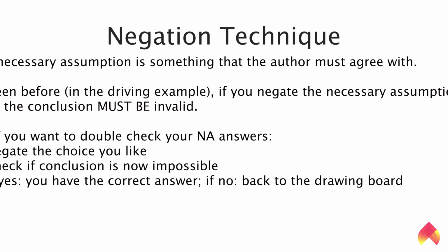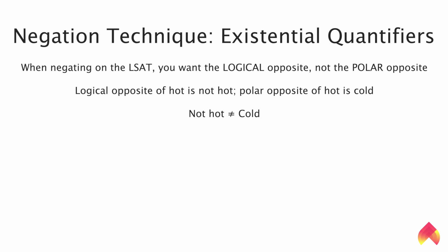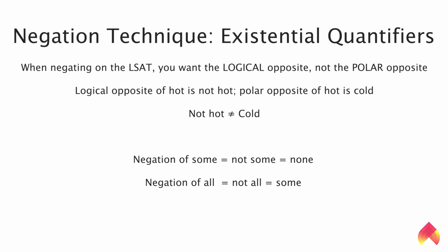Now, we talked a lot about negation in the existential quantifiers lesson, but let's just do a quick recap. When we negate something, we want the logical opposite of a statement, not the polar opposite. The logical opposite of cold is not cold. The polar opposite of cold is hot. If we take a look at some examples of this, the logical opposite or negation of all is not all, which basically can mean anything from none to 99%. The logical opposite of some is not some, okay?